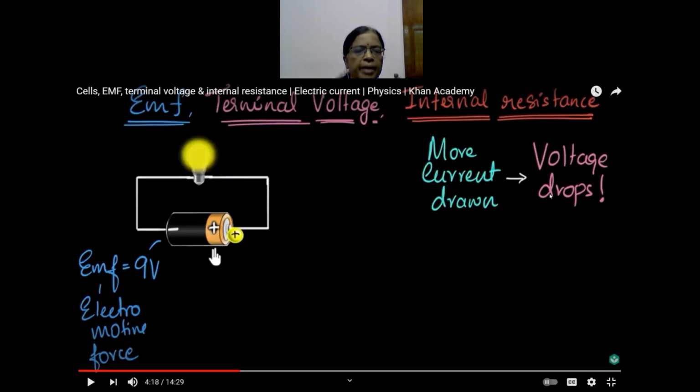That is what we have said. And here again, we are considering one bulb connected here. What is happening here? Why the voltage drop? Let us see the reason for that.